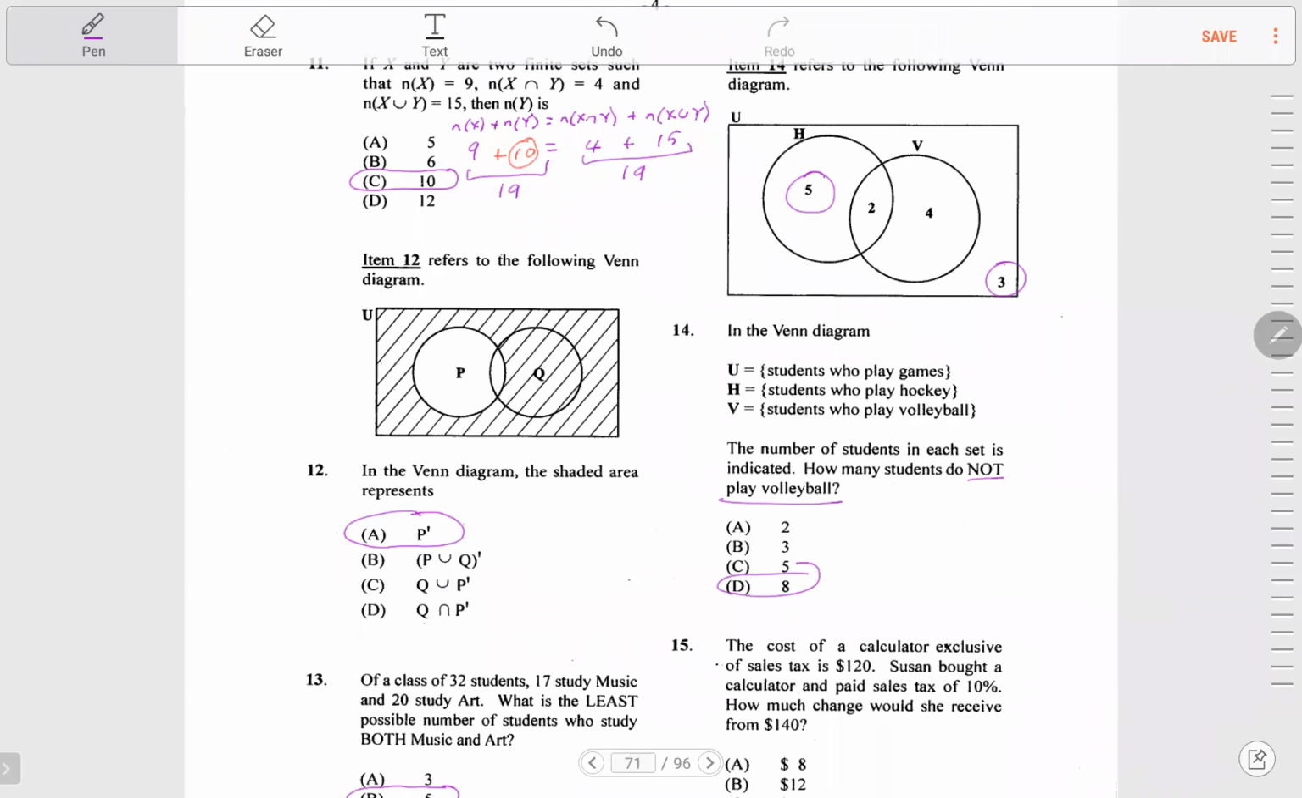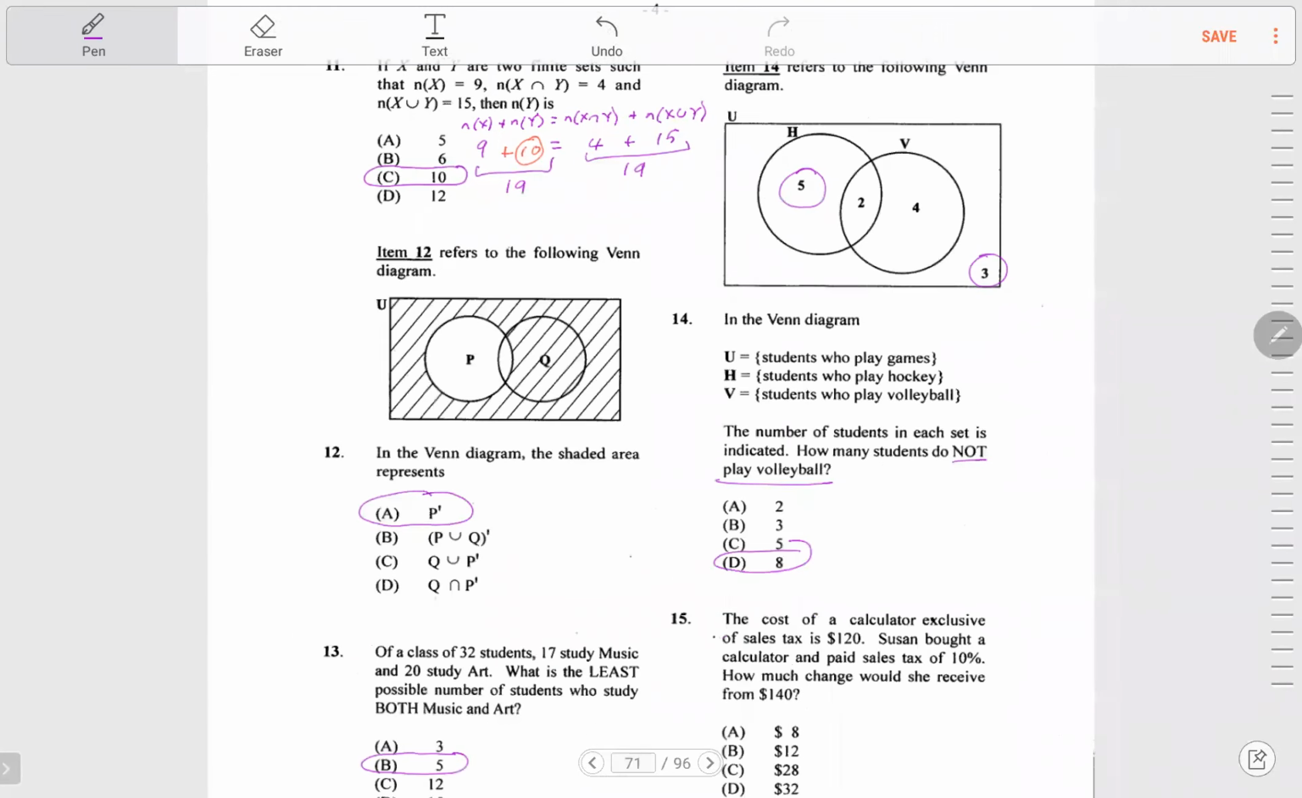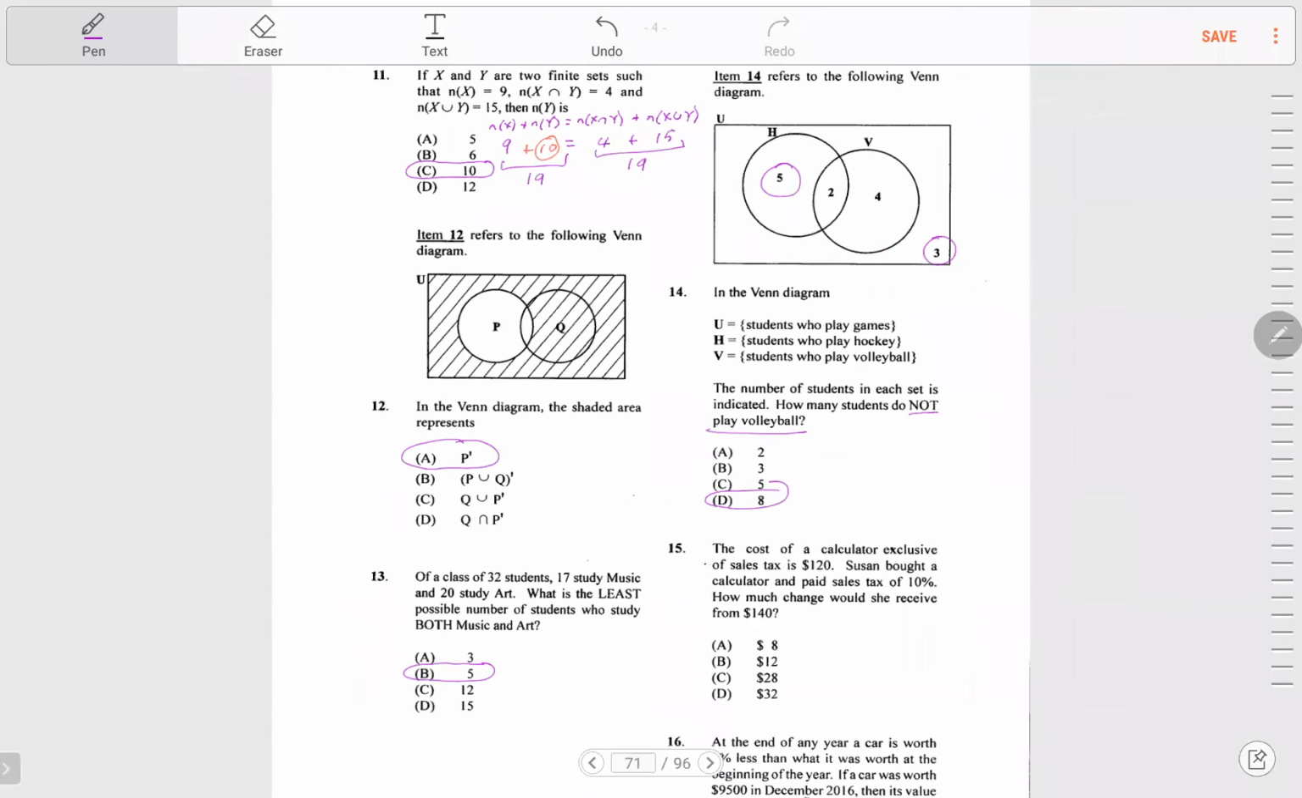All right, do not play volleyball. 8. That's D, because 5 and 3 is 8.